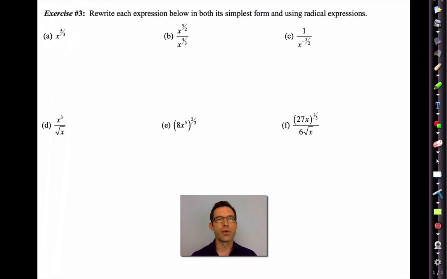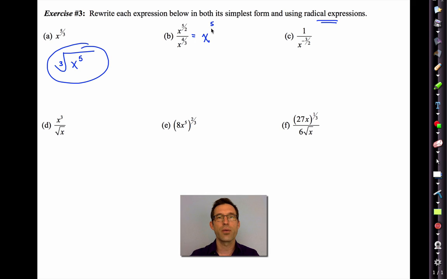Okay, exercise 3. Rewrite each expression below in both its simplest form and using radical expressions. In other words, no fractional exponents. We're going to use radicals instead. So for instance, x to the 5/3, there's nothing we can do with this other than write it as the third root of x to the 5th.